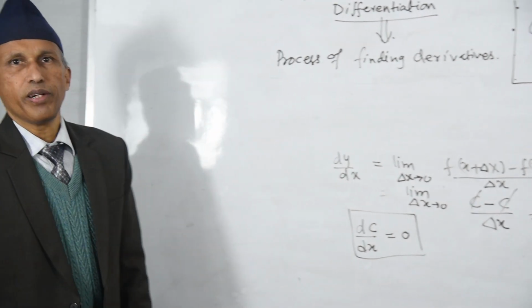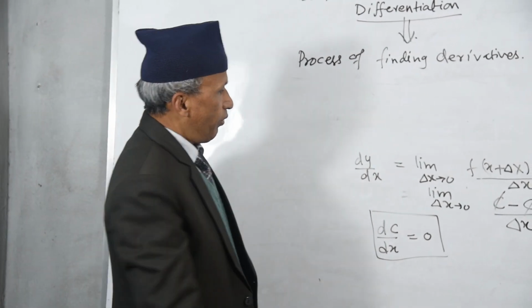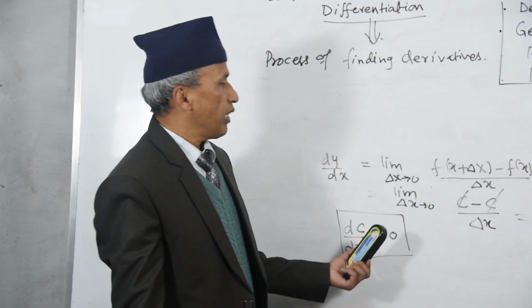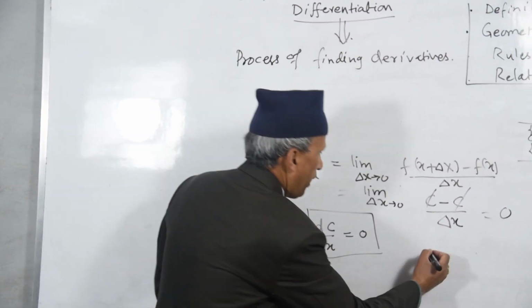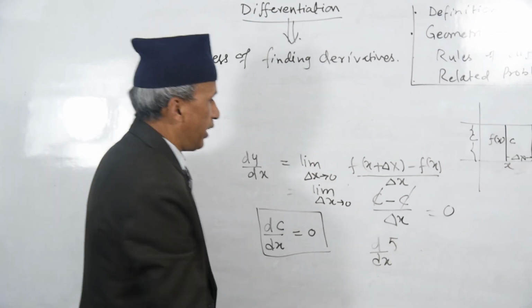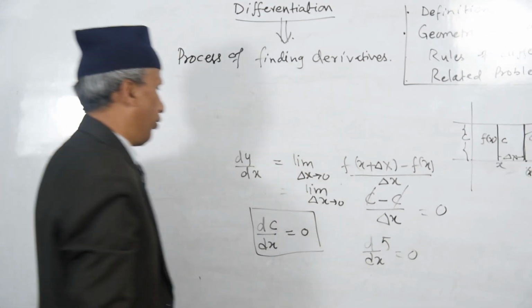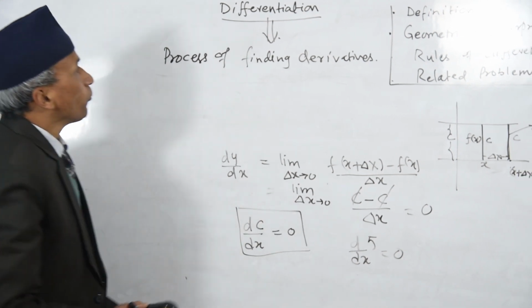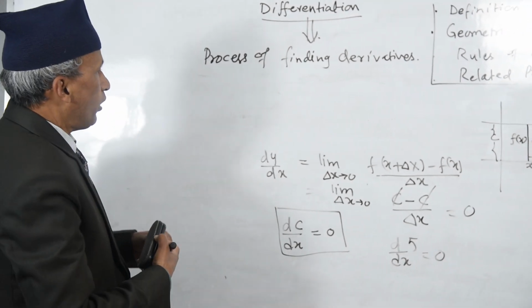So this is about the derivative of a constant function. Okay. For example, if somebody asks you what is the derivative of 5? Derivative of 5, d by dx of 5. 5 is constant, so its derivative is 0. Okay. So this is the definition.